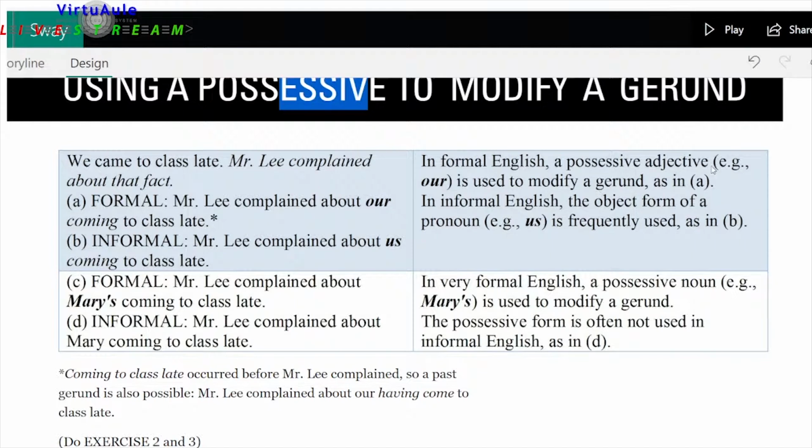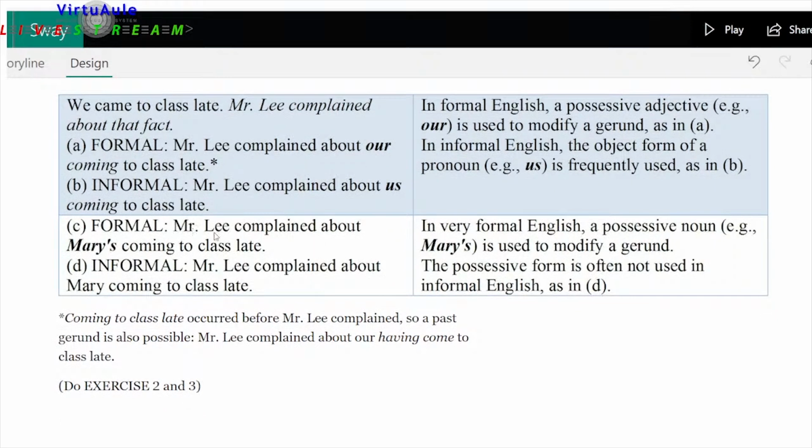In formal English, a possessive adjective, our, is used to modify a gerund, as in A. In informal English, the object form of a pronoun, us, is generally used, as in B: complained about us doing that. Okay, let's look at C. Mr. Lee complained about Mary's coming to class late. In an informal way, you could say Mr. Lee complained about Mary coming to class late. In very formal English, the possessive noun, Mary's, is used to modify a gerund. That's a Saxon genitive. The possessive form is often not used in informal English, as in D.